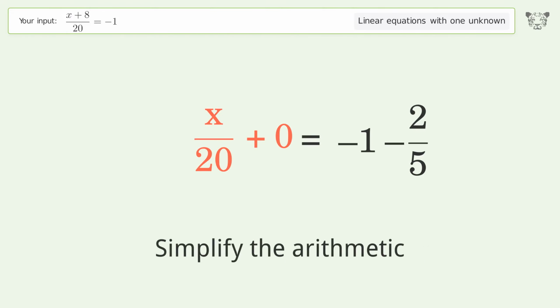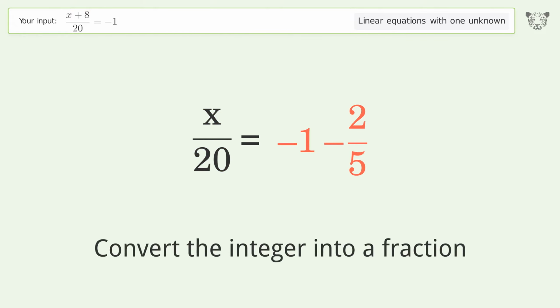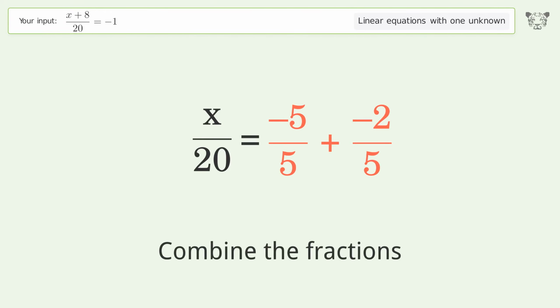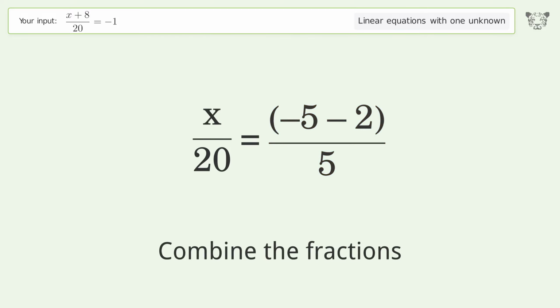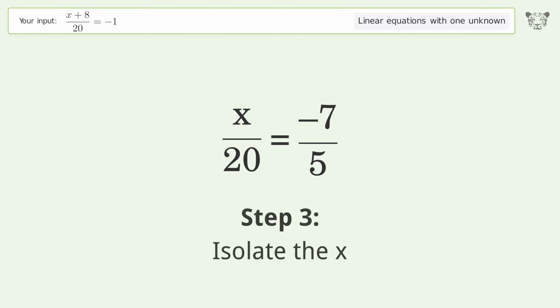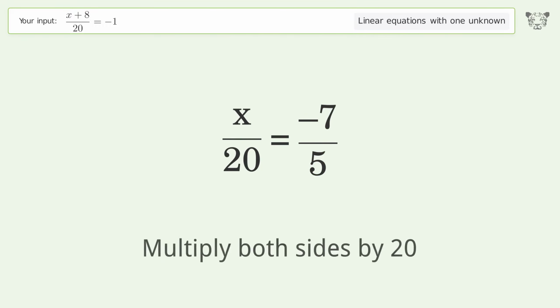Simplify the arithmetic. Convert the integer into a fraction. Combine the fractions. Combine the numerators. Isolate the x. Multiply both sides by 20.